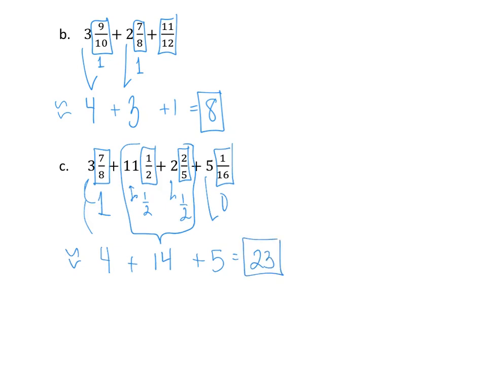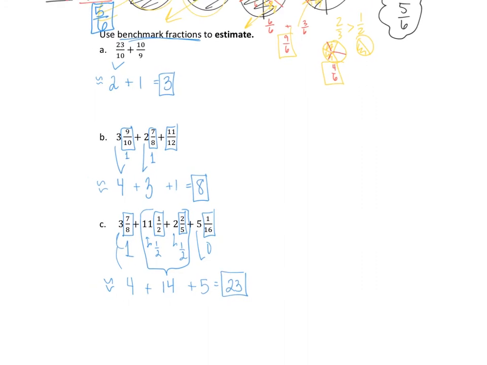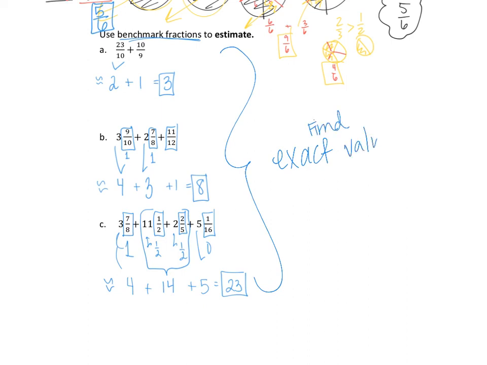Now you can go back through these last 3 and find the exact values by finding a common denominator, and then double check that your answers are reasonable, because we have these estimates, which our exact values should be close to. Otherwise, we did something wrong with those exact values. And that's it for today. We're going to move on to multiplying and dividing next.